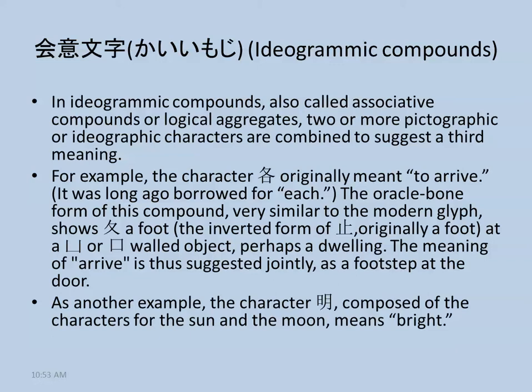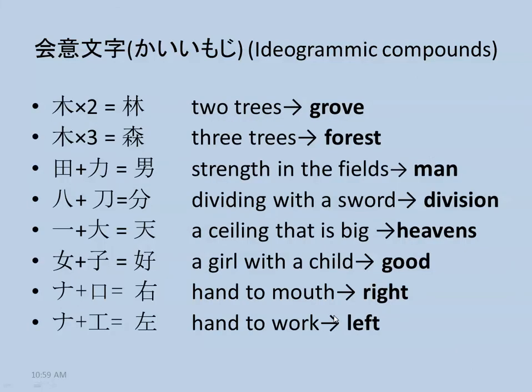An easier example to understand is this character here, which is a combination of the sun on the left and the moon on the right, and that means bright. So here's some examples of some other ideogrammatic compounds. I'm hoping that you know most of these characters. If we have 2 trees, it means a grove. If we have 3 trees, it means a forest.